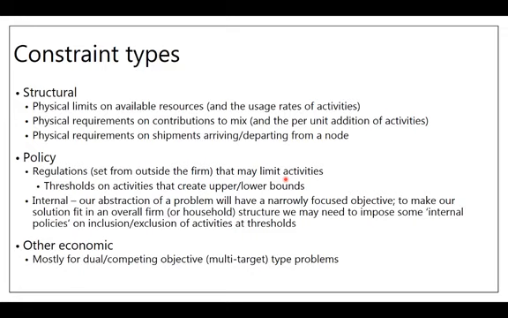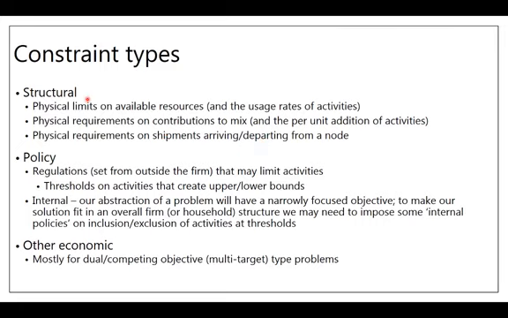Okay, moving on into our classifications here, we have different constraint types. I've already talked about this a little bit. You have the structural constraints that might be considered physical or measurable things. So you have physical limits on available resources, or physical requirements on how you're going to contribute to the mix of products, physical requirements on shipments. You have a certain number that can arrive or that must arrive, and a certain number that is the most that can depart from a specific node. So we would tend to think of those as structural.